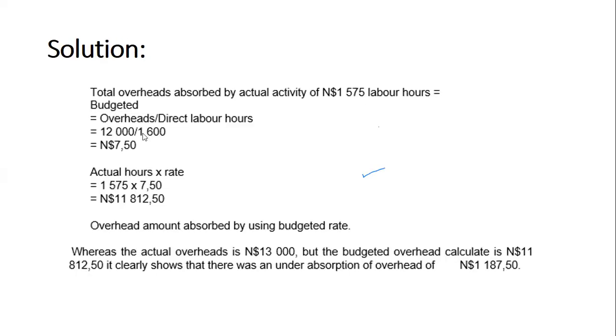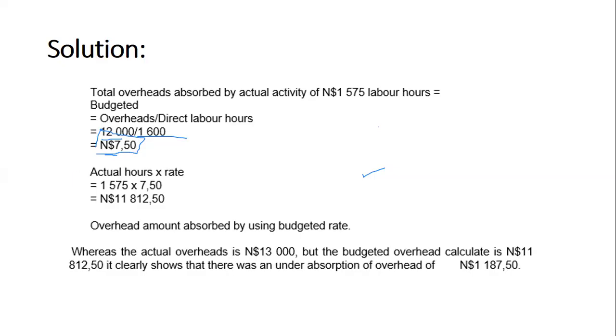So to get our absorption rate, we take the budgeted overheads, which is 12,000, and then divide it by 1.6. We're going to get $7.50 per labor hour. That's what it means. Okay, now this is the rate that we should use to get the overhead amount absorbed, or to get the absorbed overhead, we must use this rate.